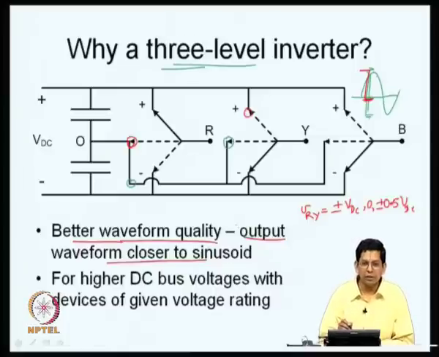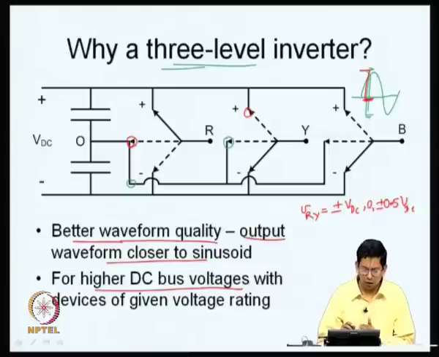Another important reason why we use such a 3 level inverter is to be able to handle higher DC bus voltages. How do we do that? See, you have devices of various voltage ratings. There could be small MOSFETs which are rated for 60 volts or 100 volts or 120 volts. We have some IGBTs, and IGBTs could be rated for 600 volt and 1000 volt and 1200 volt and so on. As you go higher and higher, it is difficult to find devices of substantial voltage rating.